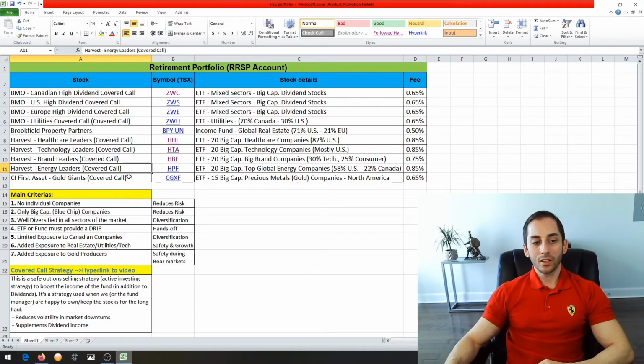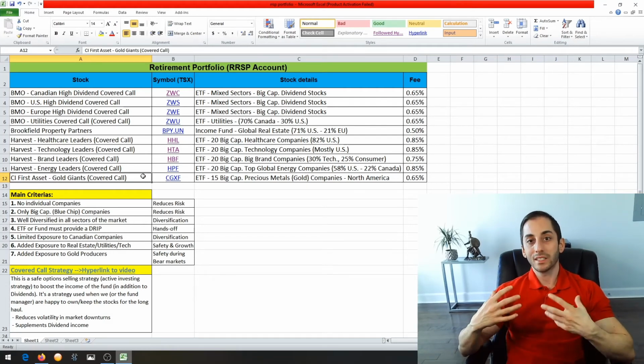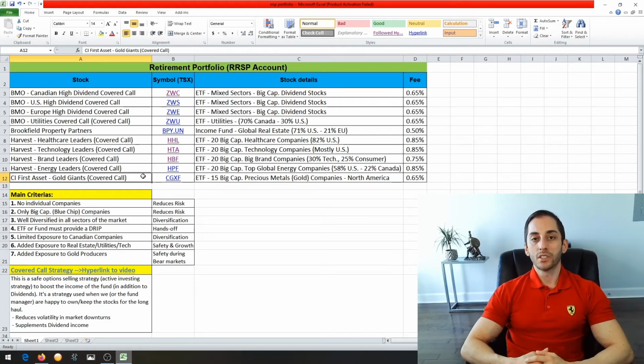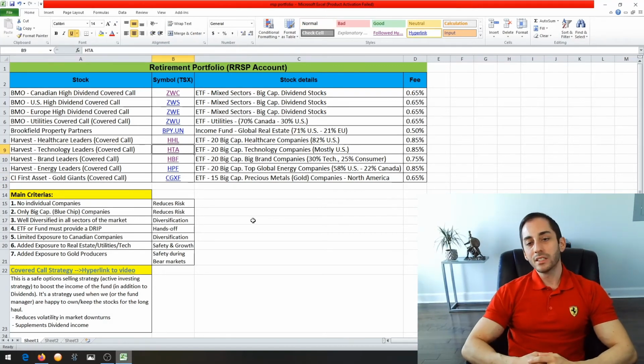And the last but not least is the Gold Giants Fund. This is from a company called the CI First Asset. So this is the best ETF I found in terms of gold exposure. So this fund has 15 of the biggest precious metal companies or gold companies in North America. So a really good way to get exposure to gold here. So that's the end of the funds, guys.